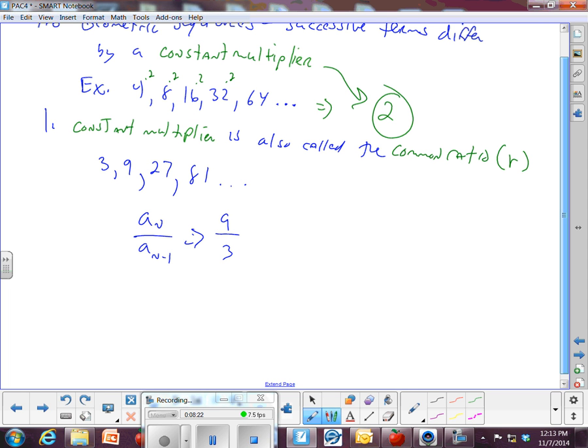Right, I took the second and divided it by the first. Or how about if we take the fourth? We'd have to divide the fourth by the third, right? And again, it doesn't matter. No matter what successive terms you do, if you do a term divided by its previous term, that's the key. Divide any term by the previous term, and you'll get r.